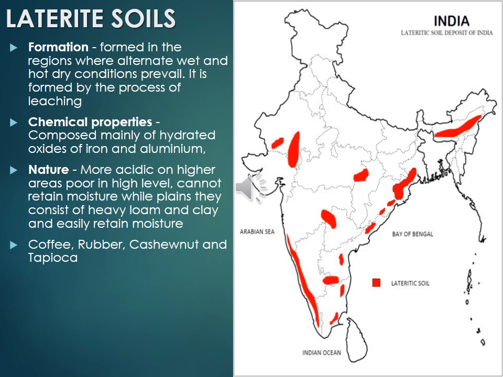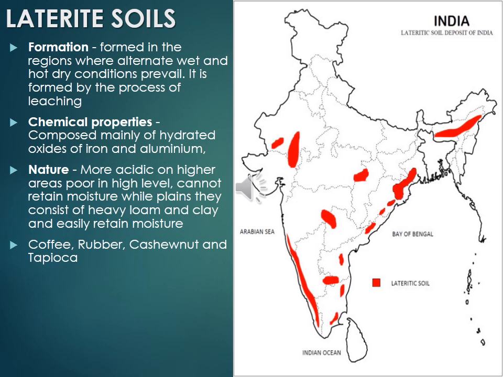So the nature of laterite soil: more acidic on higher areas. In the higher region, at higher altitude, they cannot retain moisture, but in plains they can retain moisture, because they consist of heavy loam and clay in the plain region.